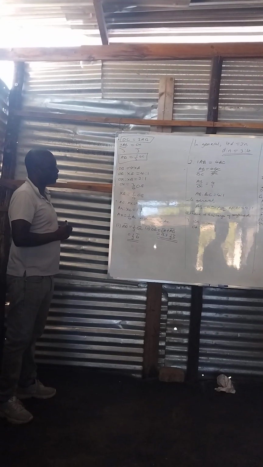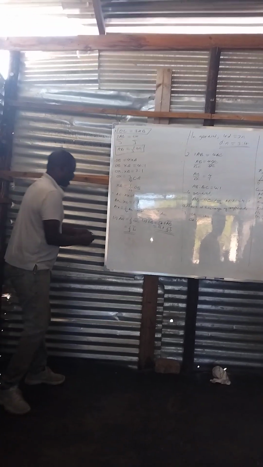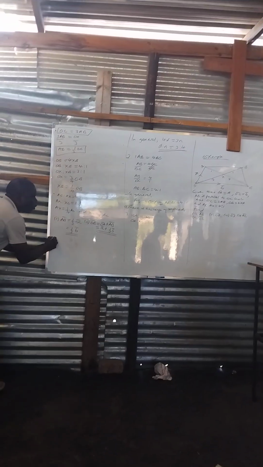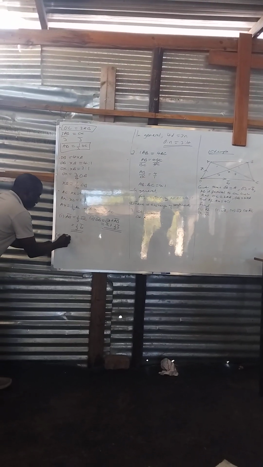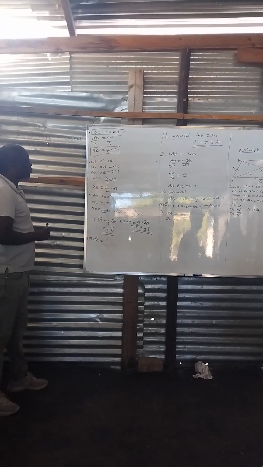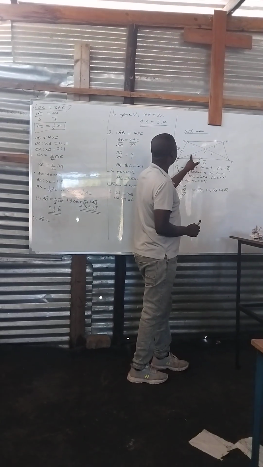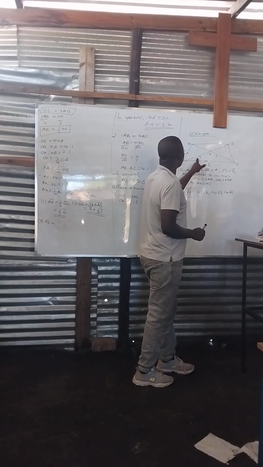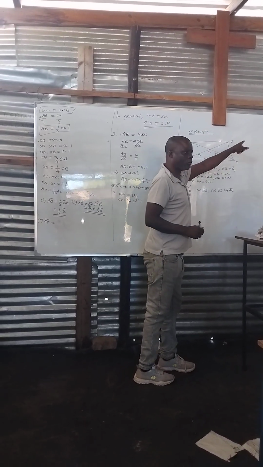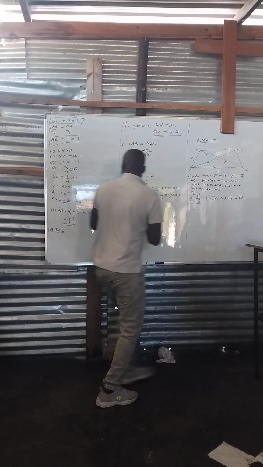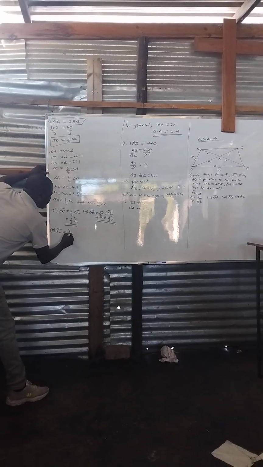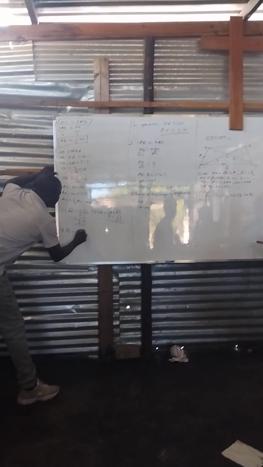Let's go. And OX. Now, OX, from O to X, is 3 over 4 of the whole line of OB. It's now 3 over 4 of OB.